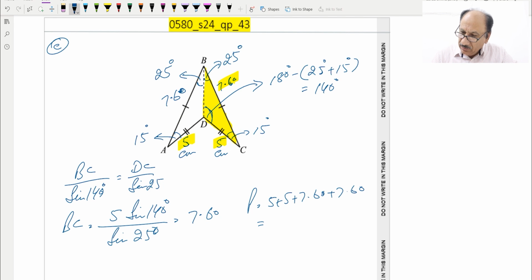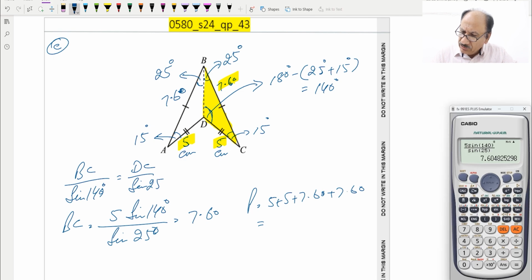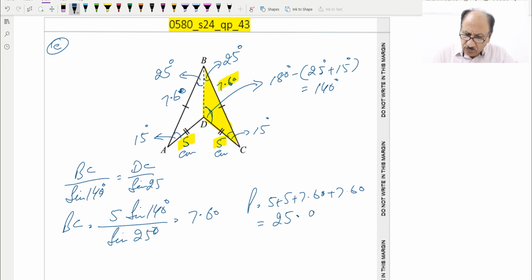We can add this. 7.60 plus 7.60 plus 10 will be equal to 25.2, and this will be in centimeters. So the proper answer is like over here, 25.2 centimeters, and this is a 5 mark question part which we have done. Hopefully you understood this.